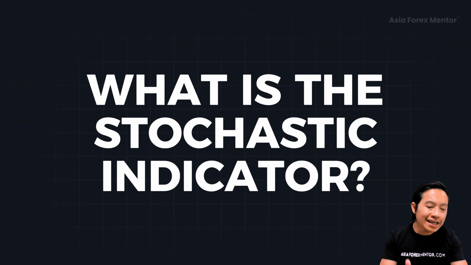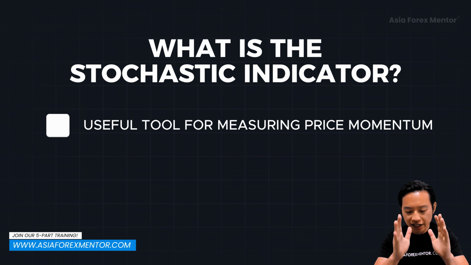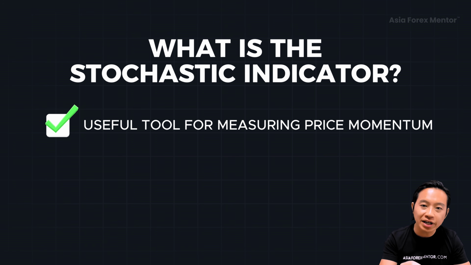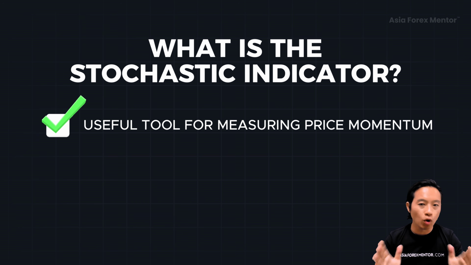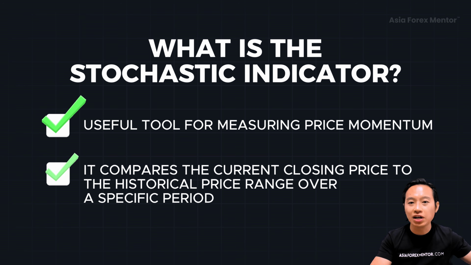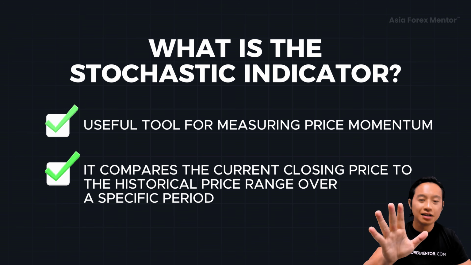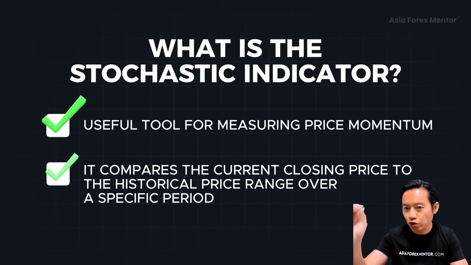Okay, so what is the stochastic indicator? I mean, this tool is useful for measuring, number one, price momentum. So it compares the current closing price to the historical price range of a specific period. You don't have to get to know that right now, I'm going to show you that in a while.